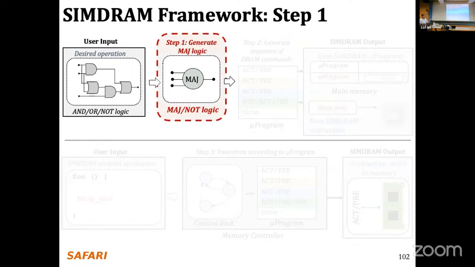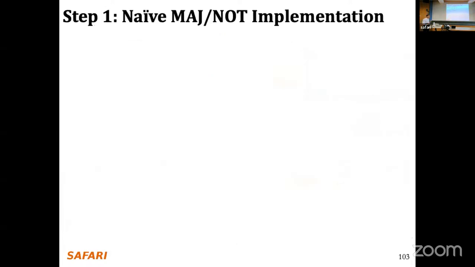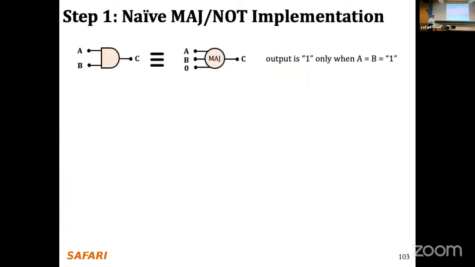And I'm going to go through the steps over here in some detail. So the first step here is to convert your desired operation into an efficient majority-based operation. And if you start from an AND and OR implementation of your operation, this can be done quite naively. So for example, this is also related to the Ambit part that I just presented.